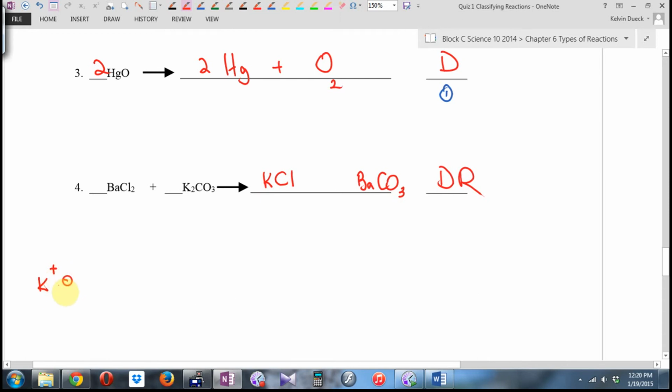Potassium has a charge of plus. Chlorine has a charge of minus. It is going to be KCl, not K2, not something else, just KCl.